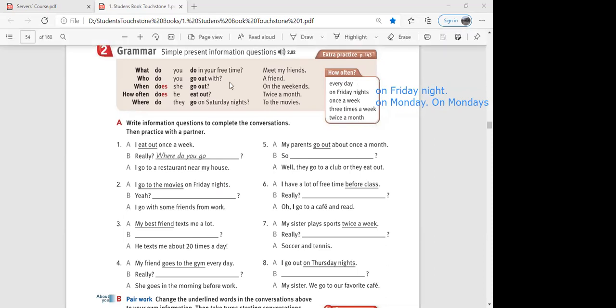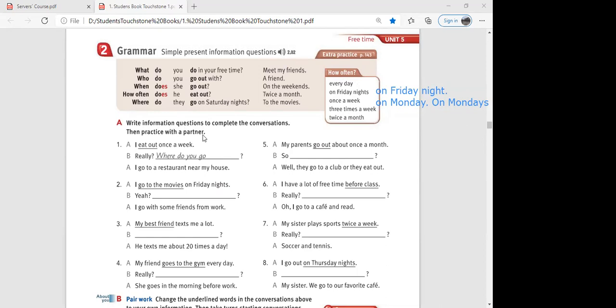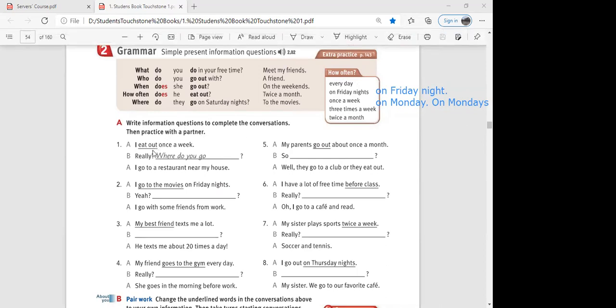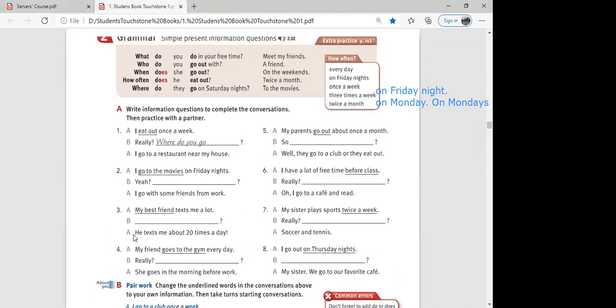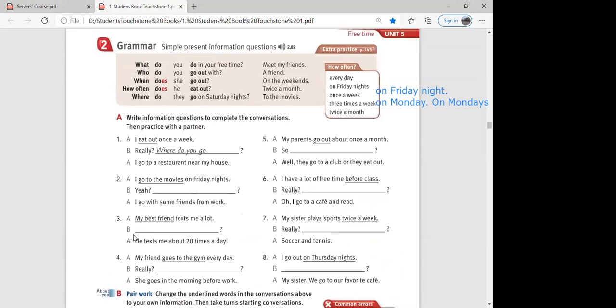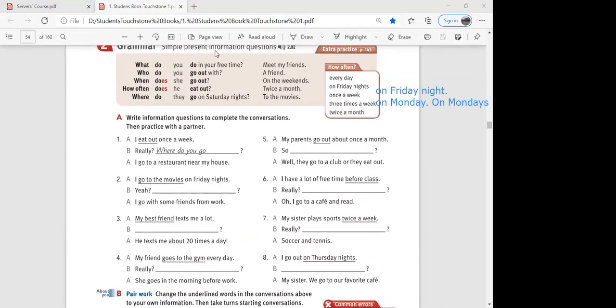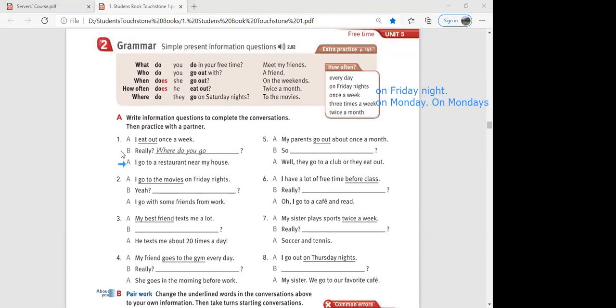Okay, right now, I would like you to do this exercise, please. Write information questions to complete the conversations and practice with someone. I want to put you in two teams so you can answer the A questions. For example, I eat out once a week. Really? Where do you go? I go to a restaurant in my house. So you need to pay attention to the answer. Letter B is asking, right? So you can have the answer or the question, either one. I go to the movies on Friday nights.